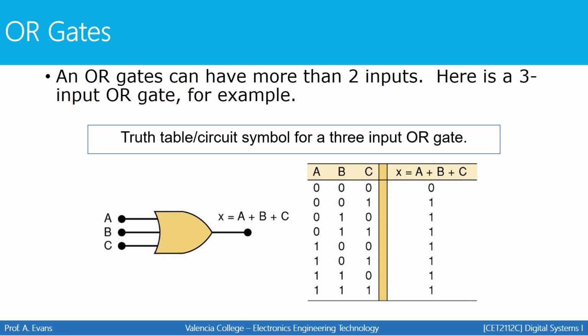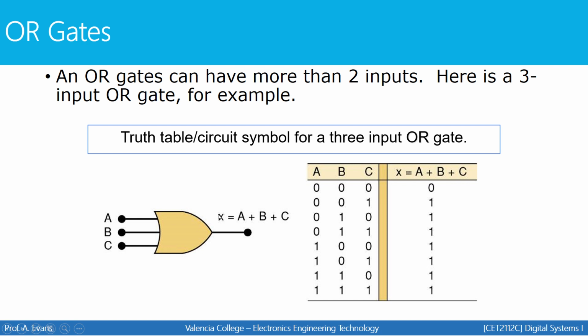An OR gate can have more than 2 inputs. It can have 3 inputs or 4 inputs or 18 inputs. It doesn't really matter, but the concept will always stay the same. So if you look at this picture here, we have a 3-input OR gate. So I have 3 inputs labeled A, B, and C going into the OR gate. My output is right here.